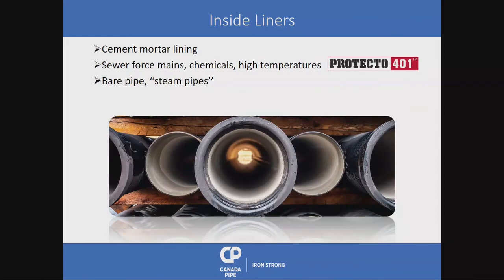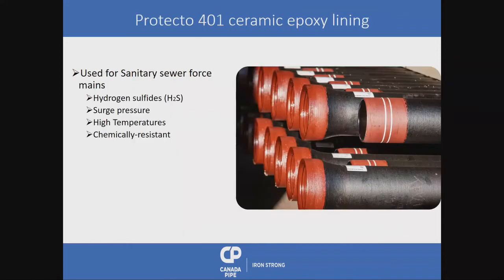And obviously the inside liners, we do cement mortar lining, which is the common one for water. We use bare pipes for steam and high temperatures, and we also use Protecto 401. What I get a lot of questions on is glass lining for sewer casings. This is what Protecto 401 looks like. But glass lining is actually more expensive, and it's not as durable as ceramic epoxy lining. So that's what the new application is. We use it for surge pressures, high temperatures, and chemically resistant applications.